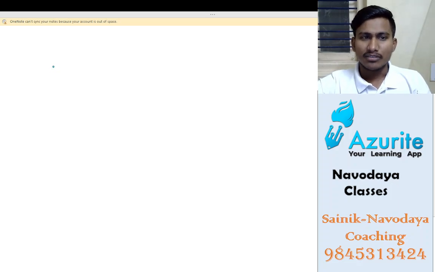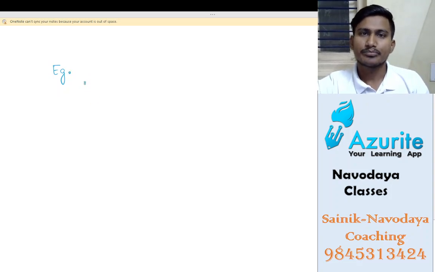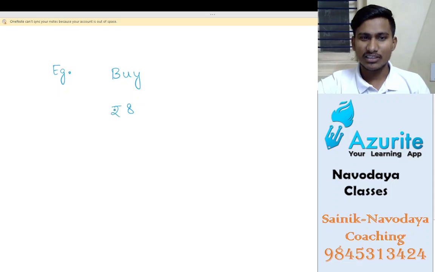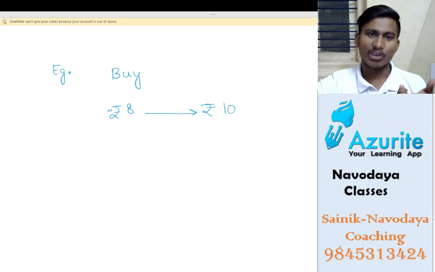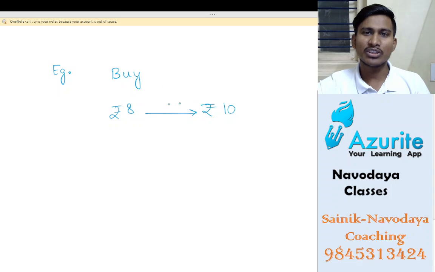Let's take one example. You buy a pen for how much? 8 rupees. You buy the pen for 8 rupees. Now will you sell the pen for 8 rupees only or more? You will sell for more. That is, you will sell it for 10 rupees. That is more. How much more do you sell for? 2 rupees more.